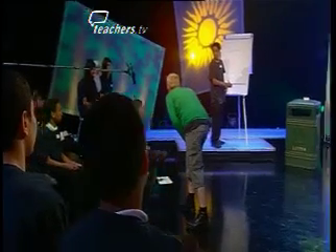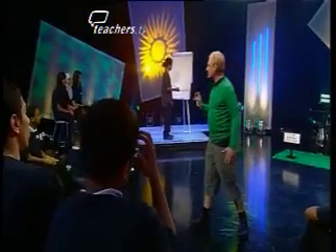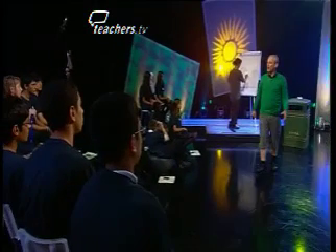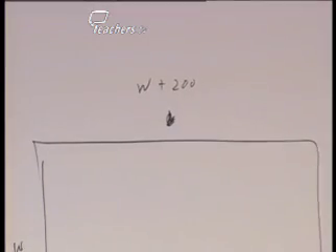Can you remember my fact? The length has to be 200 metres more than the width. Who can think of an expression with W in it based upon that fact? L equals W plus 200. Length equals W plus 200. So instead of writing L, we'll write W plus 200.